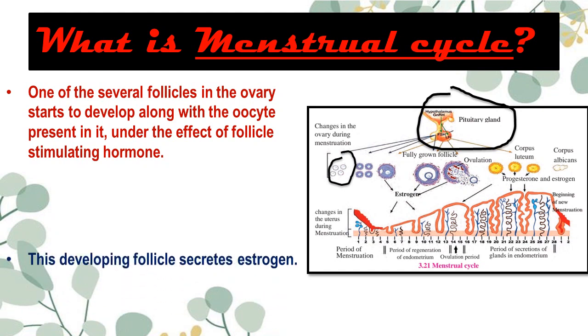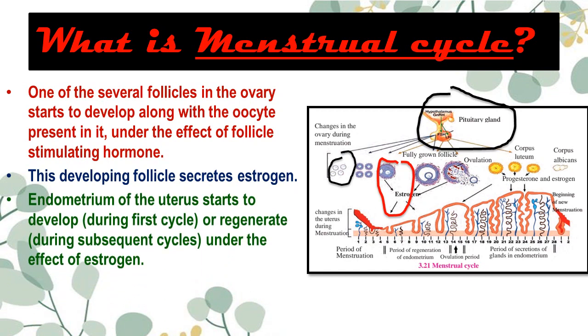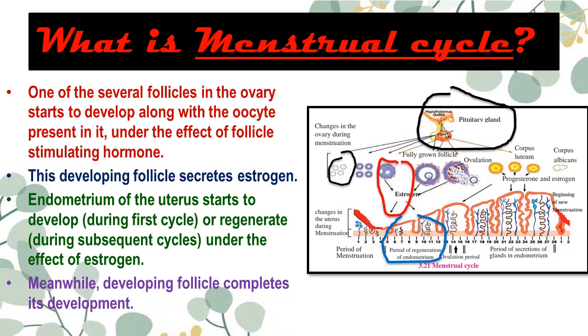Okay, so these are the follicles, and these developing follicles secrete estrogen. You can observe here the developing follicles are secreting estrogen. And endometrium, now endometrium is the inner lining of uterus. So endometrium of the uterus starts to develop during first cycle or regenerates during subsequent cycles under the effect of a hormone estrogen. So this is a period of a regeneration of endometrium. That means endometrium or walls of a uterus, they are developing or regenerating under the effect of hormone estrogen. And meanwhile, the developing follicle completes its development.